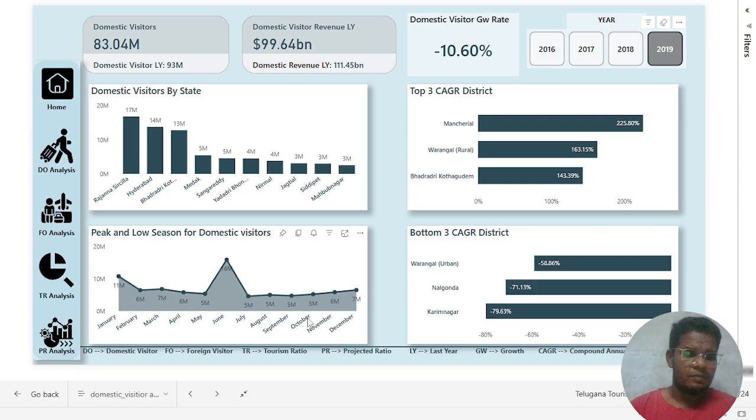And then there are the abbreviations. DO is nothing but domestic visitor, FO is nothing but foreign visitor, TR is nothing but tourism ratio. It's a future slide; we'll be discussing the ratio analysis. LY is last year, and GW is growth, because I mentioned GW here. That's why I'll be elaborating on that. CAGR is nothing but the compound annual growth rate. Okay, these are the things for that particular domestic visitor analysis.